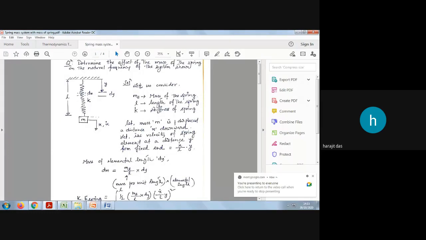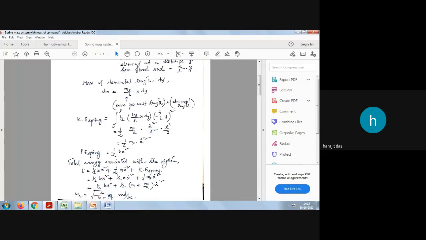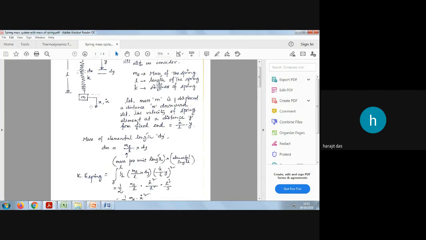For this spring, the potential energy is written, and for this spring, the kinetic energy is found out. Those are the two terms. Now, what will the total energy associated with the system be? Half kx square is the potential energy of the spring, and half mx dot square is the kinetic energy of the mass.